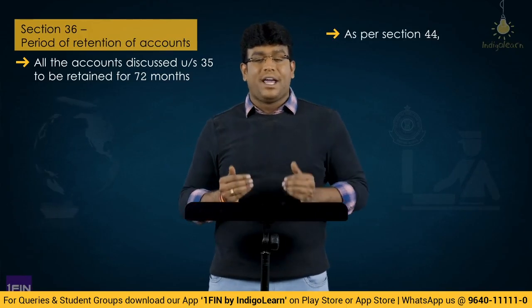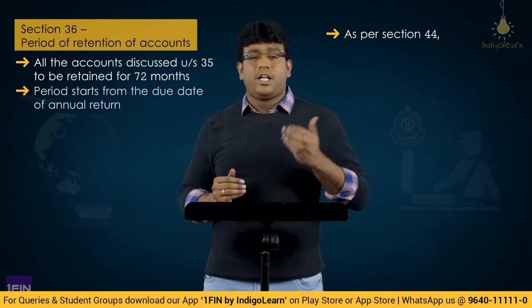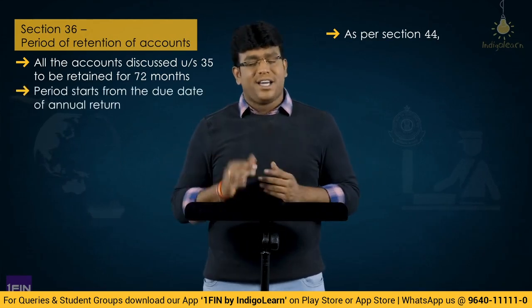Simple concept, guys. Section 36 specifies that all the books of accounts and records we discussed in section 35 should be retained for a period of 72 months. 72 months is something like 6 years. But 72 months from when? That is important. The books of accounts and records specified in section 35 should be retained for a period of 72 months from the due date of filing annual return.